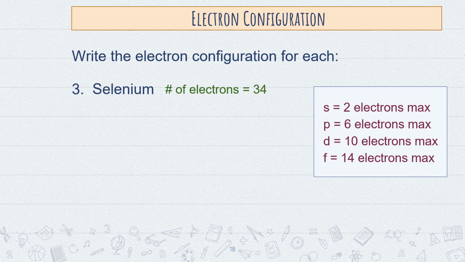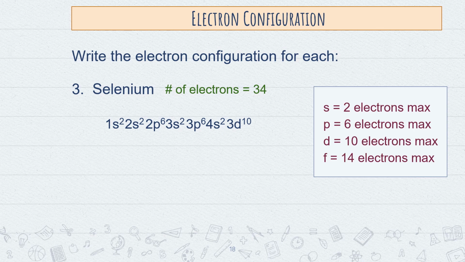I need to fill up the 1st, 2nd, and 3rd row first. I always start at the beginning. So 1s2, 2s2, 2p6, just like the aluminum, no differences there. Now, though, I have to keep filling in the 3rd row. So that is 3s2, 3p6. And now I can go into the 4th row. 4s2. Oh, and there's that weird little step down, 3d10.